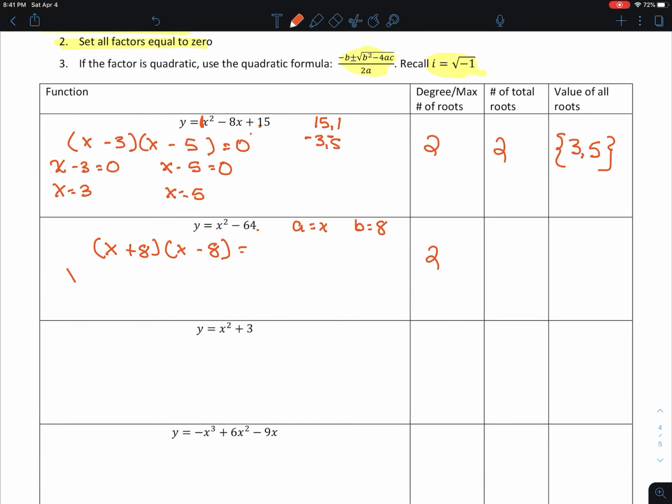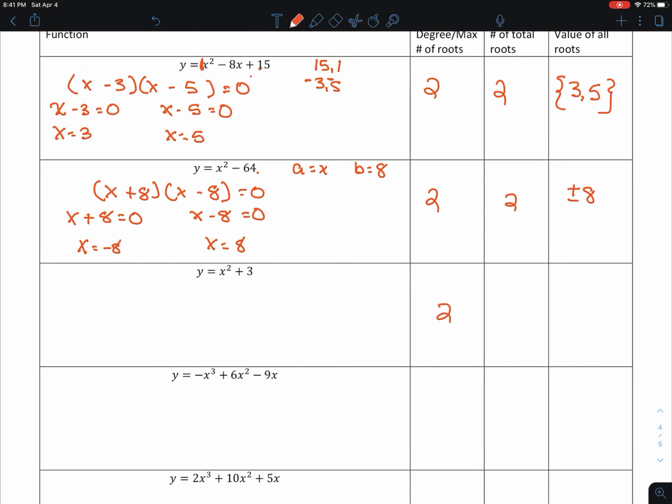So our solution is, that's equal to 0, x plus 8 equals 0, or x minus 8 equals 0. So we get x equals -8 and x equals 8. So we have two solutions, and a lot of times the way we write that is just plus or minus 8.